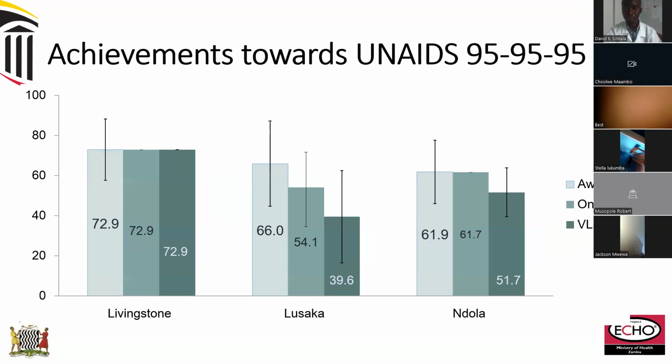For PWID, in terms of the achievements towards the UNAIDS 95, we still are lagging behind. Broken down by districts, in Livingstone we had 72 and 73, just in the 70s, for knowing their HIV status, being on ART, as well as virally suppressed. Lusaka actually had the lowest in terms of those PWIDs on treatment, and their viral suppression was really low, around 40%, and the same in Ndola. So despite Zambia doing very well generally in achieving the UNAIDS targets, we still have some pockets of our population lagging behind.